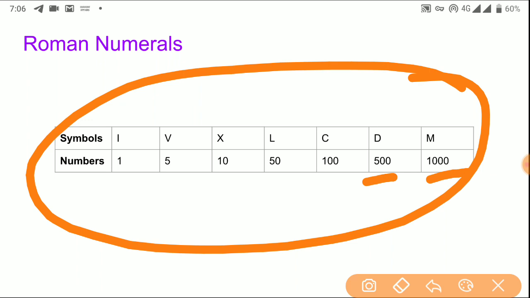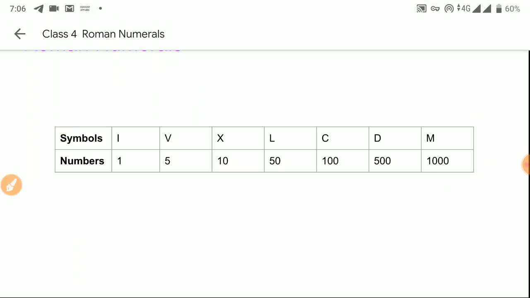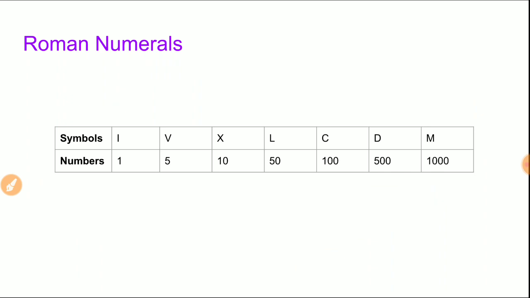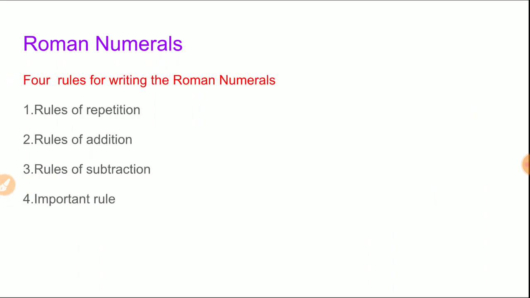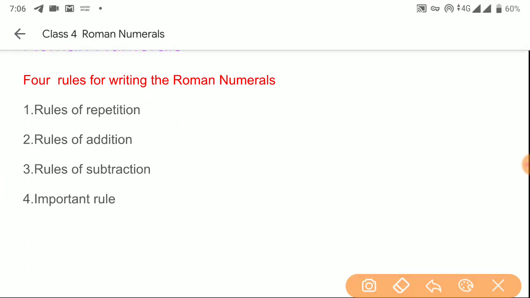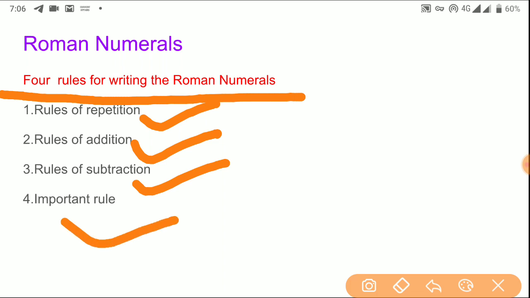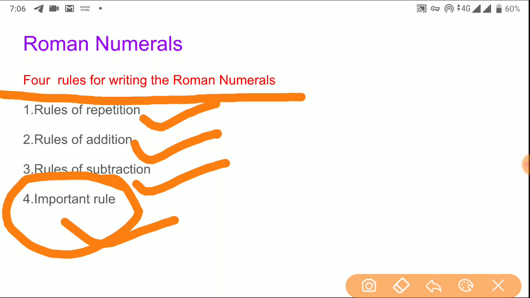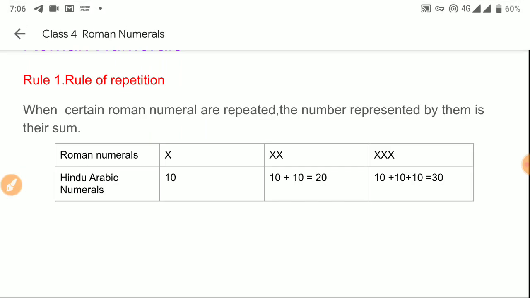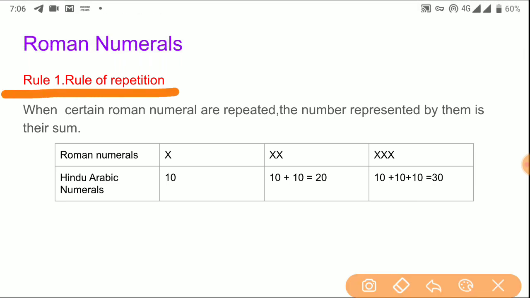But they used certain rules also for writing the numbers. Let's go through those rules. There are 4 rules for writing the Roman numerals. First is the rule of repetition, second is the rule of addition, third is the rule of subtraction, and the fourth rule is very important. Later on I will explain that rule. Let's see the first rule. Rule of repetition: when certain Roman numerals are repeated, the number represented by them is their sum.